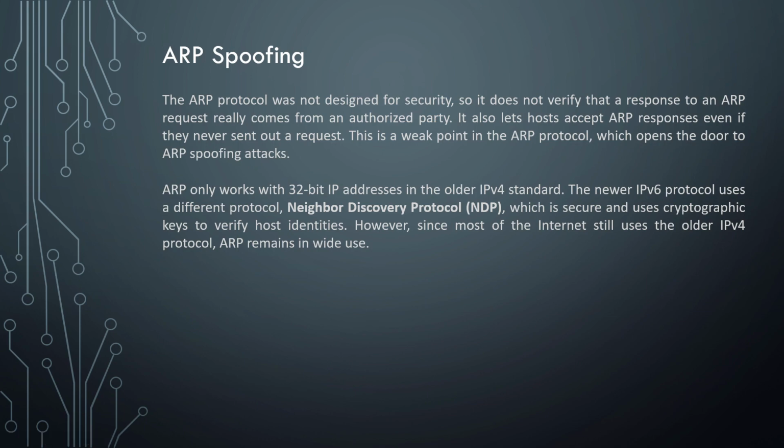In IP version 6, it won't use that ARP protocol. They use the Network Discovery Protocol, which is more secure, and a cryptographic key will be used in identifying that source and destination device.